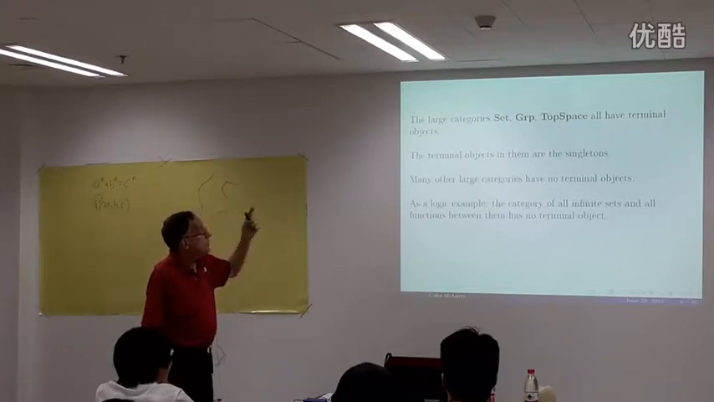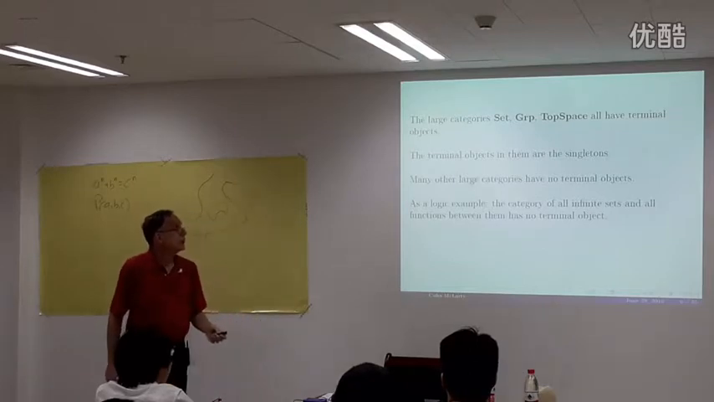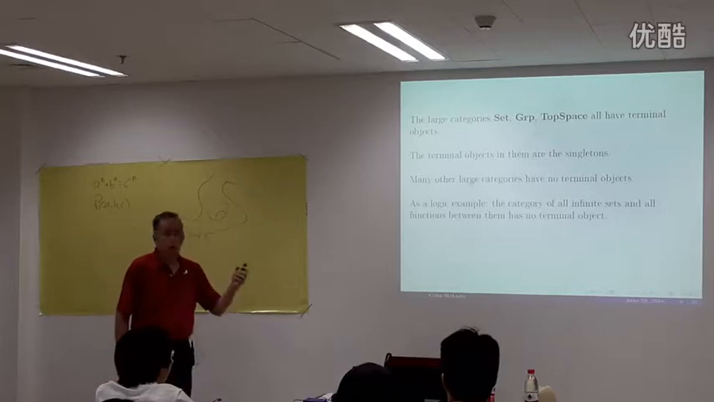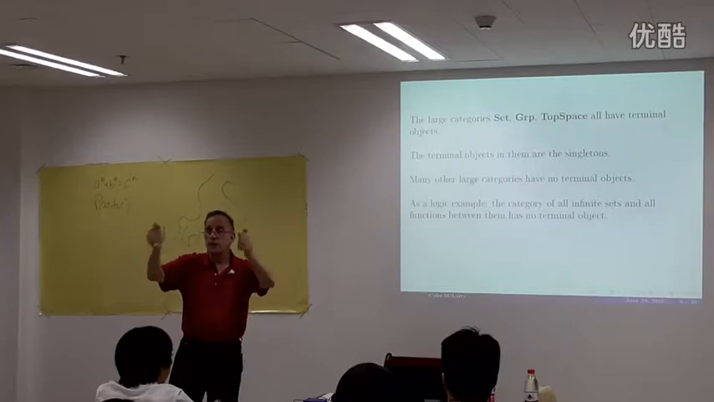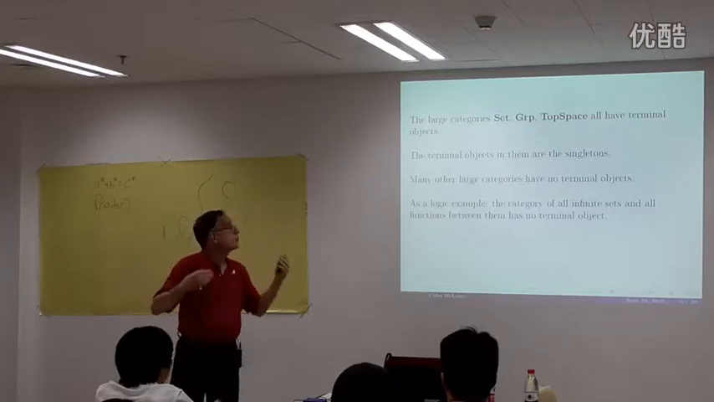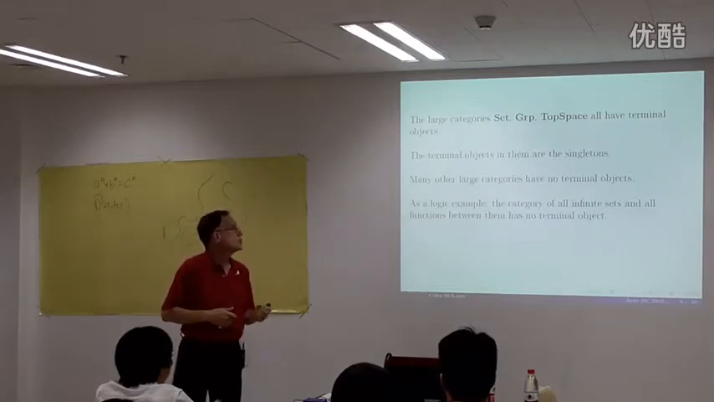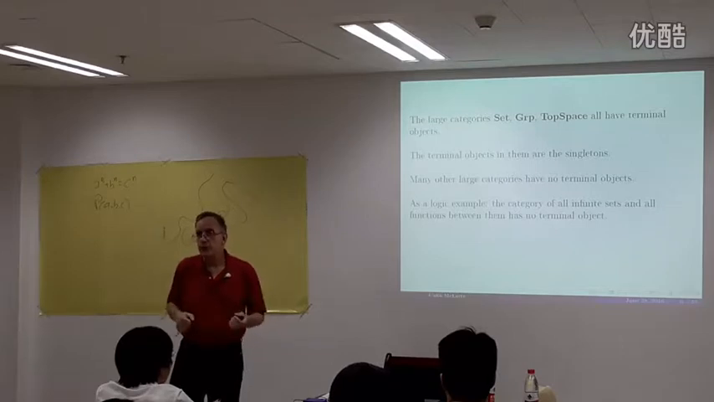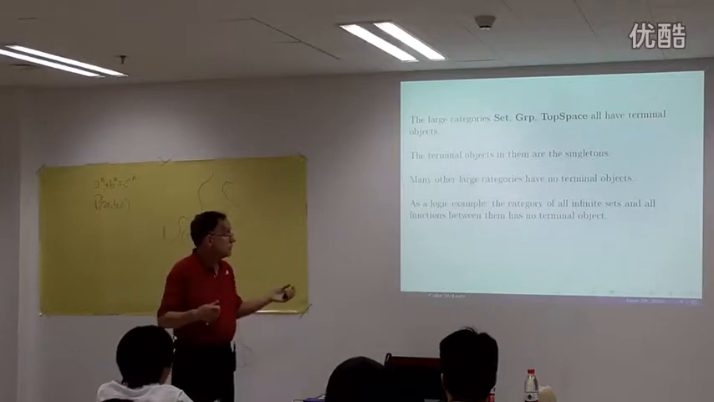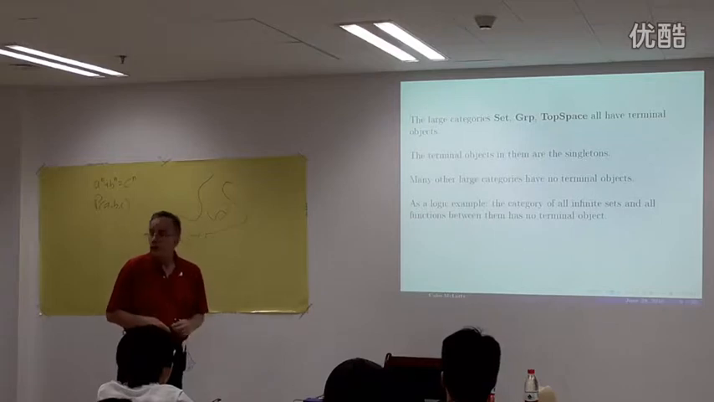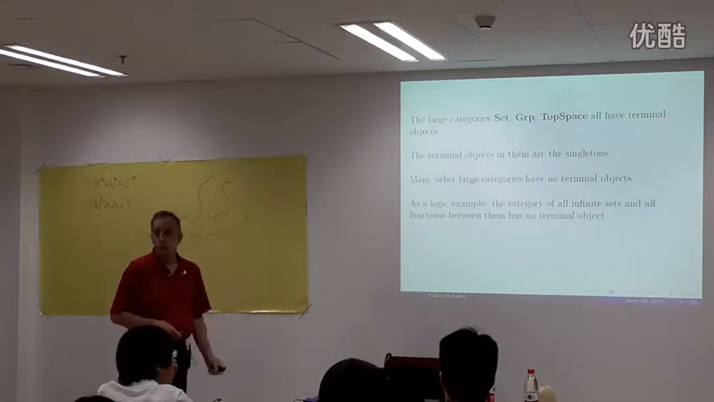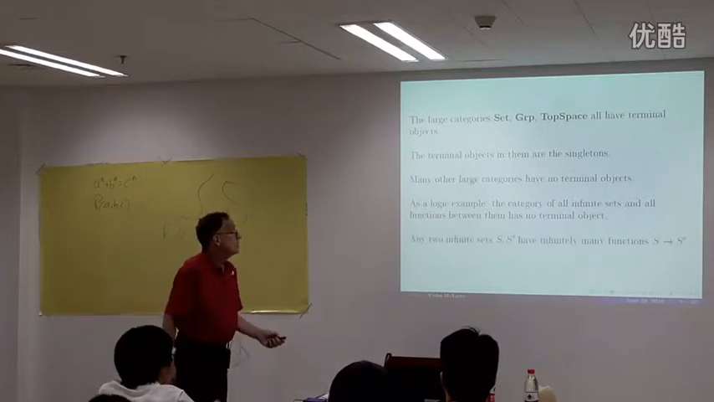I didn't talk about large categories that have no terminal objects. Take the category of infinite sets and all functions between them. Any two infinite sets have infinitely many functions between them. There can't be a terminal object there. I call it a logic example because it's well-defined. It's not important in mathematics. But it's well-defined. There's a large category, a perfectly nice large category. It's got lots of things you can construct in it. But it does not have terminal or initial objects.